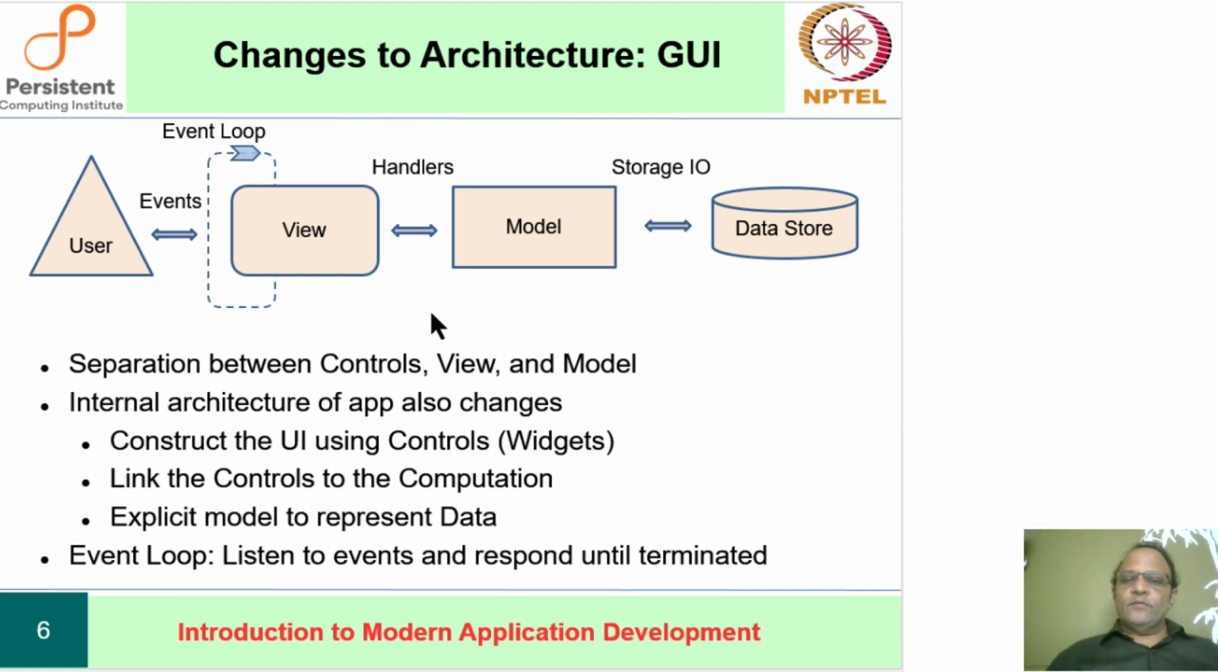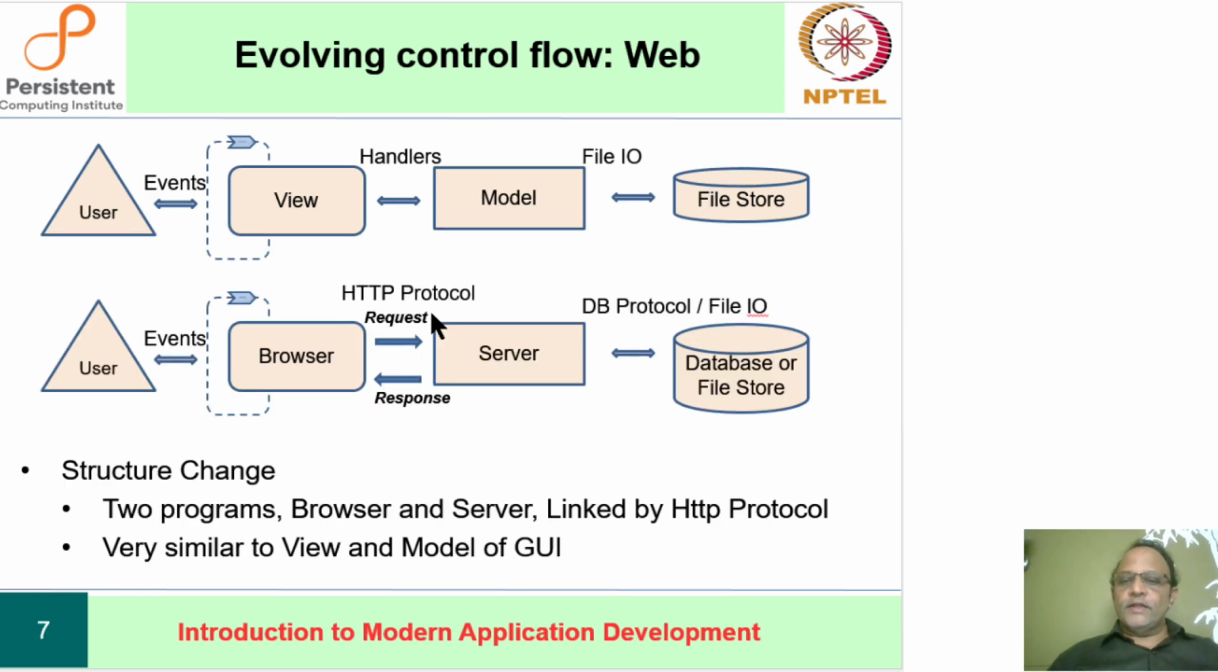From these two programs, we constructed the web program. So let's compare what it looks like relative to a GUI program. Just as there is a view and a model in a GUI program, there are two components, the browser and the server, for a web program. This time, instead of handlers linking the view and the model, the HTTP protocol connects the browser and the server.